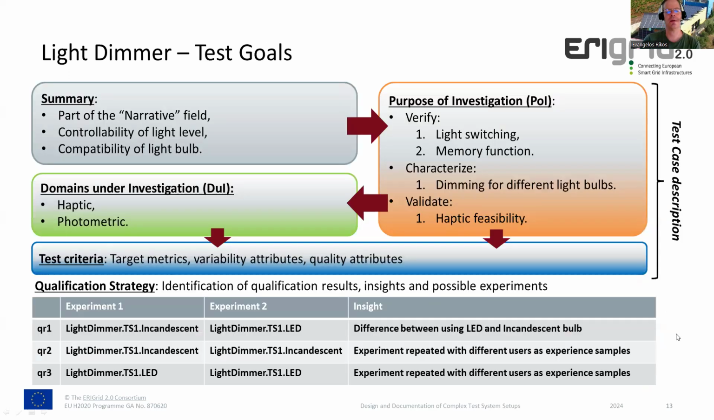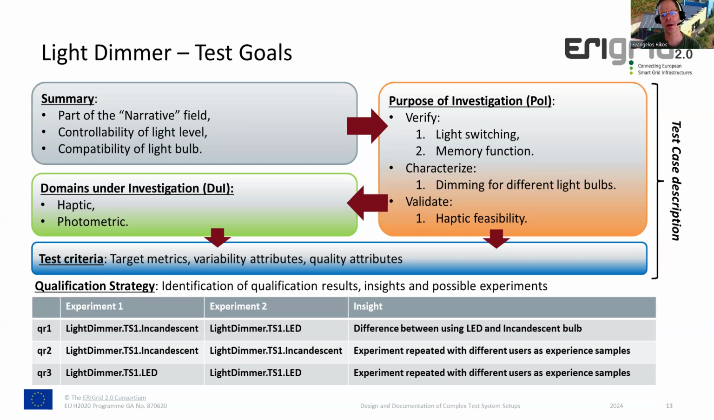The next step is to identify the relevant information that is part of the test case description step in the methodology, starting first of all with the summary. The summary provides an overview of the system and how it works and the scope of the experiment of the test itself. And as such, it involves the narrative field, and it should describe the controllability of light level and the compatibility of light bulb.